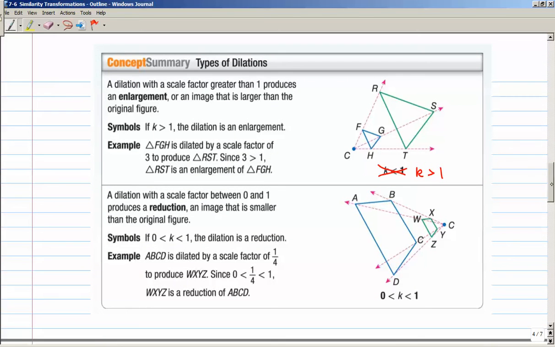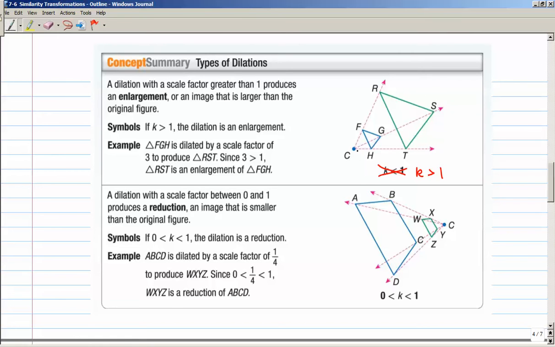Here's a nice little chart from your textbook, and actually there was a typo in here which I changed in red. So, a dilation with a scale factor greater than 1 produces an enlargement, or an image that is larger than the original figure. So, if K is greater than 1, the dilation is an enlargement. So we started with triangle FGH, and it has a scale factor of 3 because RST is an enlargement. We're not actually going to take the time to draw these. We're just going to recognize what they are.